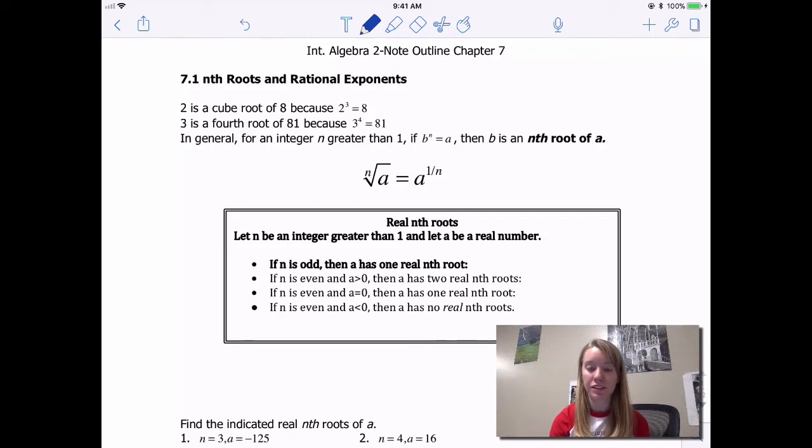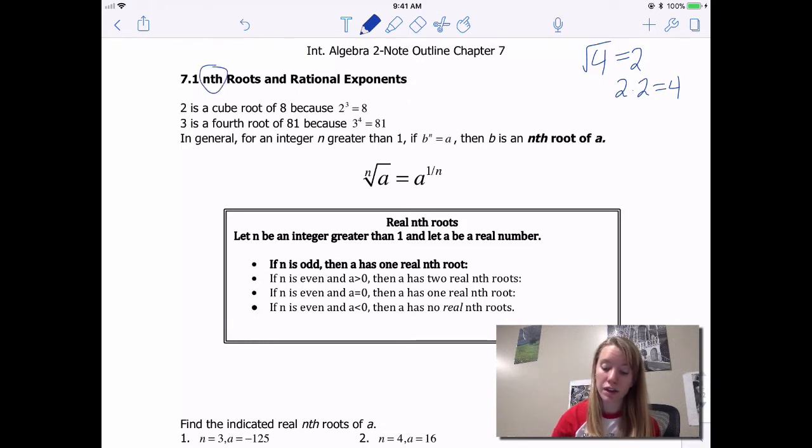So, chapter 7 is all about nth roots. In the last chapter, we talked about square roots and the fact that the square root of 4 is equal to 2 because 2 times 2 is equal to 4. What we're going to do today is just expand that to things like third roots and fourth roots and fifth roots and nth roots, meaning that that n could be any number.